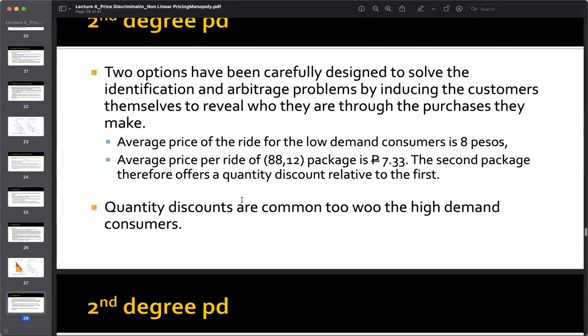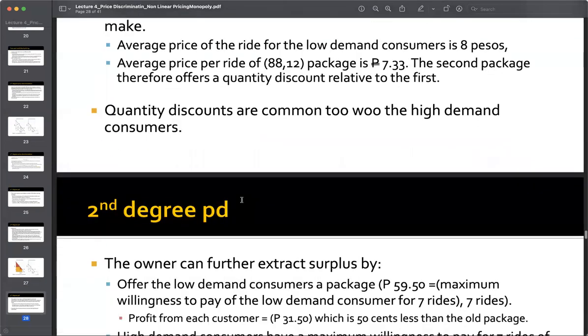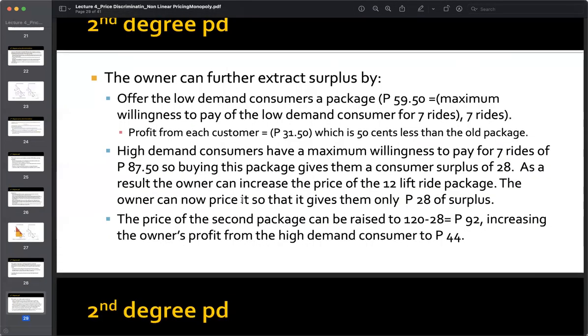Two options have been carefully designed to solve the identification and arbitrage problems by inducing the customers themselves to reveal who they are through the purchases they make. The average price of the ride for low-demand consumers is 8. That's 64 divided by 8, that's 8. The average price per ride of 8, 8, and 12 is 7.33. The second package offers a quantity discount relative to the first. Quantity discounts are common to woo high-demand consumers. Now, you can do better.